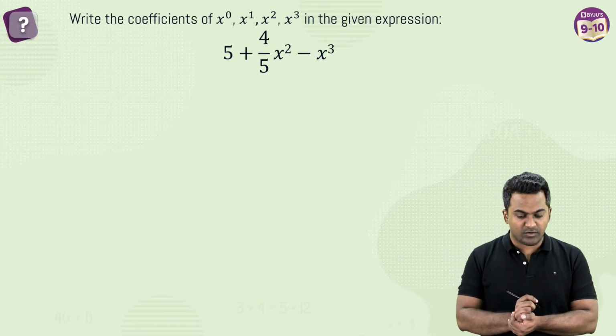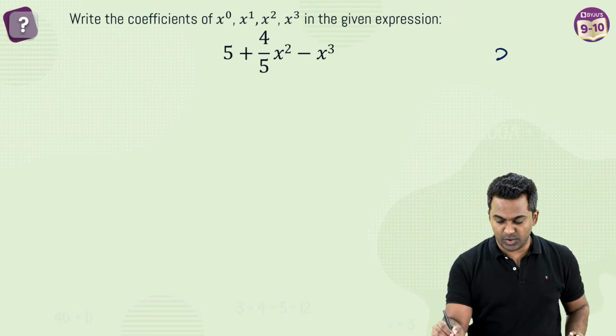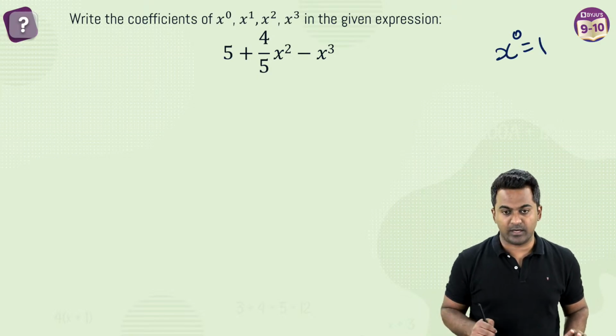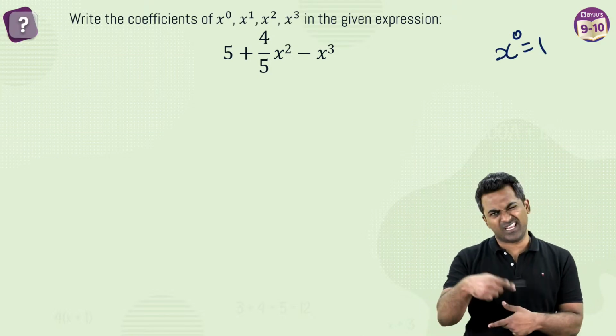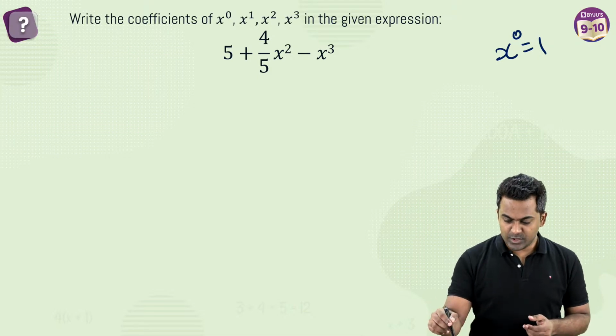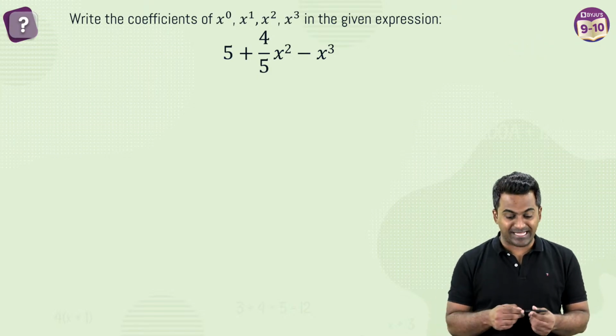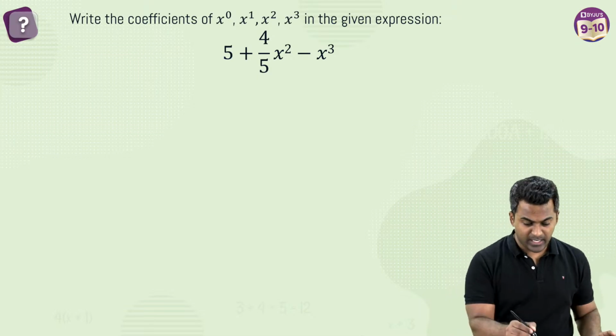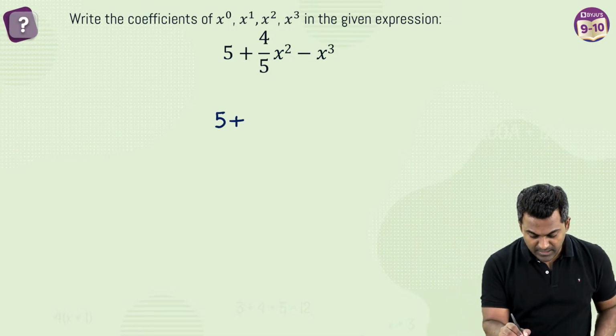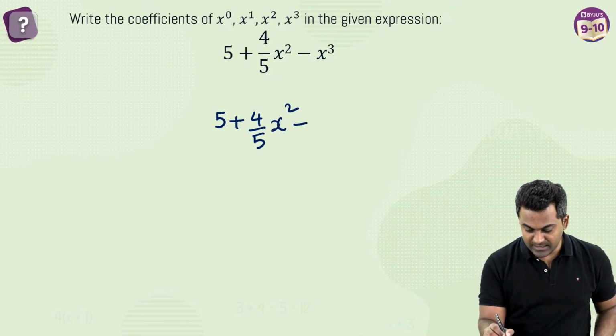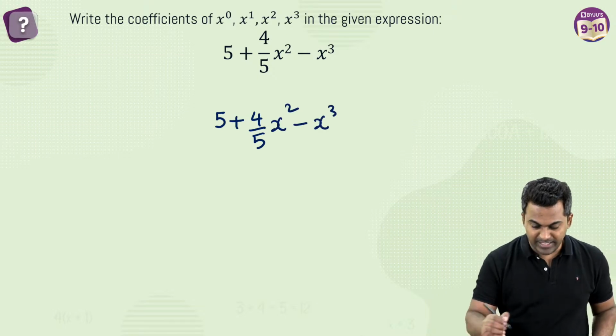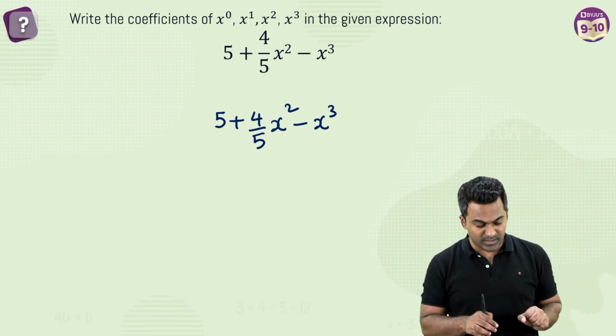Write the coefficients of x to the power 0. I'm sure you guys know this. X to the power 0 is 1. Yes. Degree, I'm coming to that. Degree will be taken up next. So the first thing we need to do to tackle this is simplify it. So 5 plus 4 by 5 x square minus x cube. Right, so this is the expression given to us.